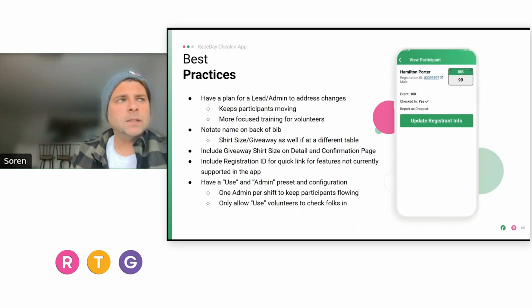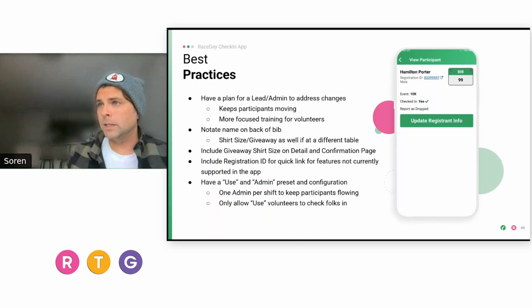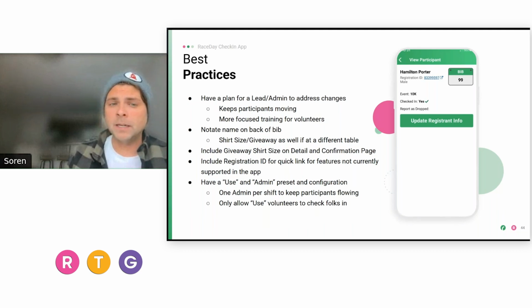Some more best practices. If you only set up two things on this, it would be best to have two configurations and subsequent presets for everything. One would be the admin, the administrative, the staff, whatever you want to call it. And the other would be just the general volunteer one. If you separate these two workflows where the volunteers can only check participants in, but those who have the admin configuration set up can do things like clear bib numbers, switch events, and update information, you're going to have a much smoother packet pickup.